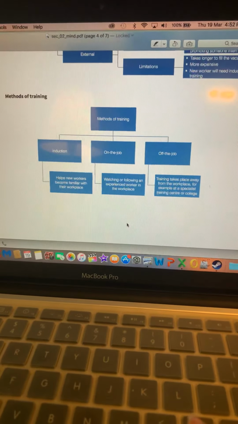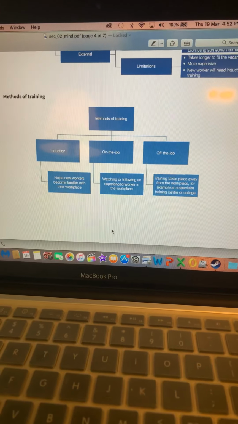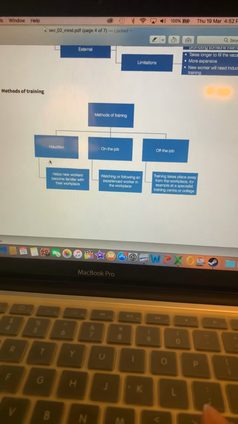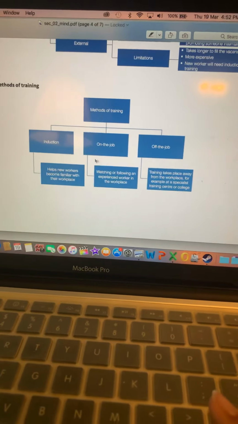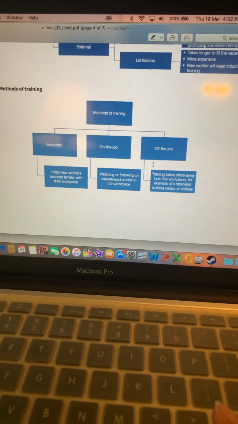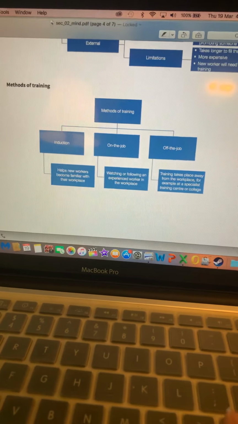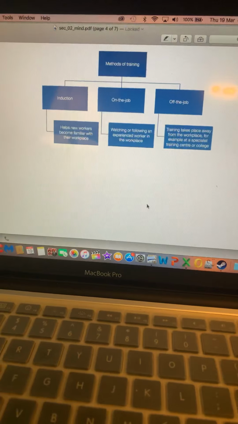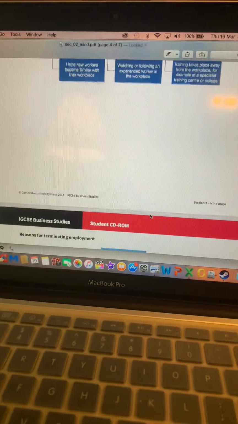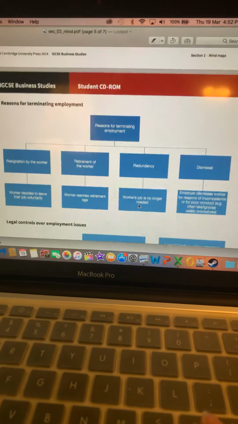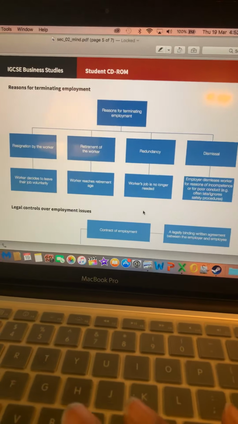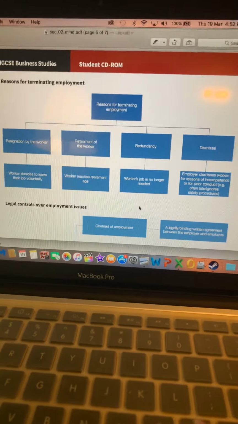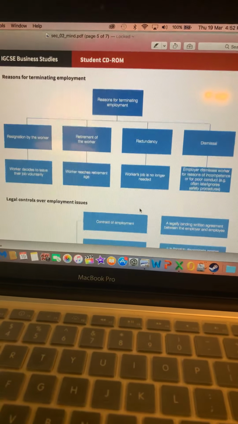Then we have methods of training: induction, on the job, and off the job. All right, induction is introduction training. On the job is where they train while they're at work, and off the job is when they train when they are in a training center or college or university. Off the job training. Okay. Reasons for terminating employees. This didn't really show up in the exam, but it's also good stuff to remember.